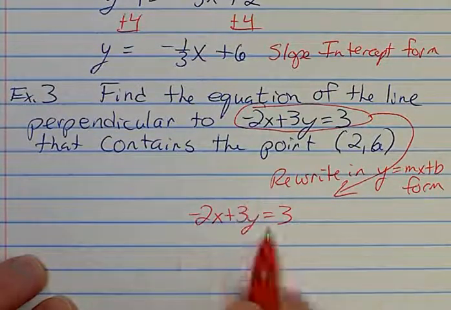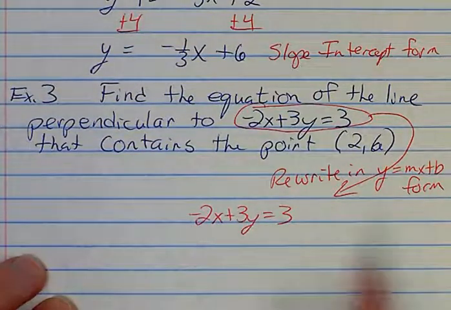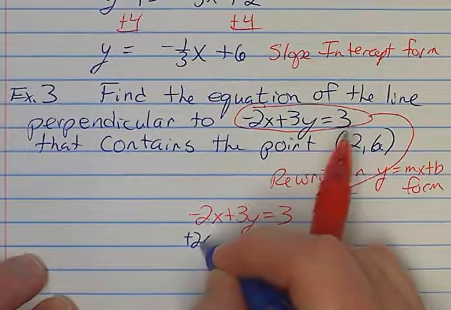So we've got to get the y by itself. So we've got to get rid of this 2x. And since it's a negative 2x, we're going to add 2x to both sides.